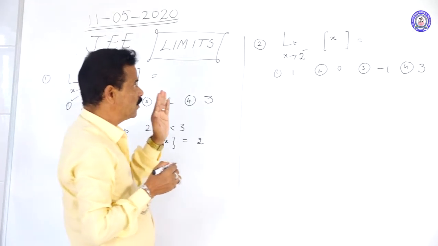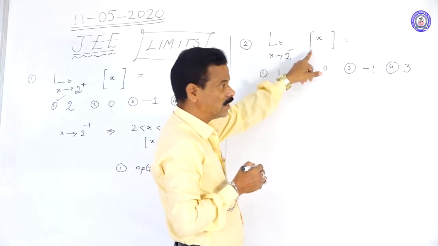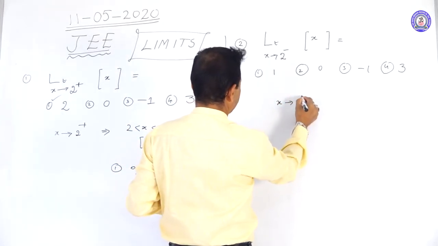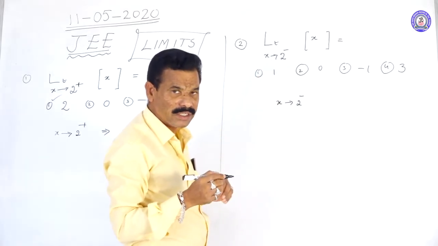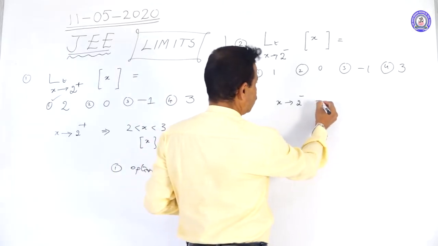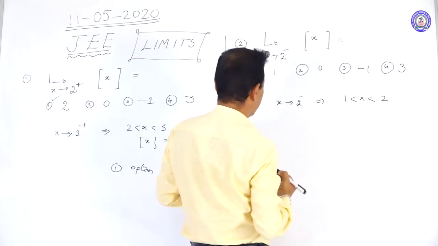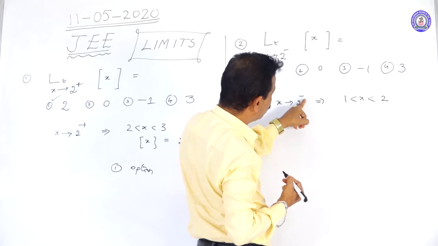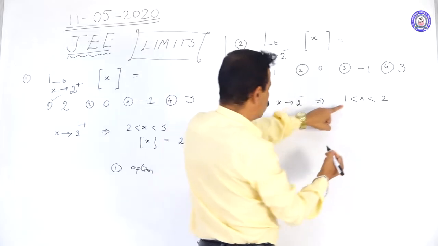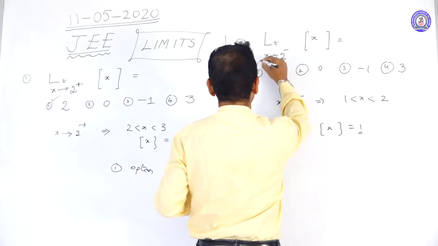Whereas in this case, limit x tends to 2 minus of the set function, bracket x. Here x tends to 2 minus, meaning values below 2. That means x lies between 1 and 2. So x tends to 2 minus means 1 to 2, and the least value considered is 1. So here bracket x is equal to 1. So here also the first option.